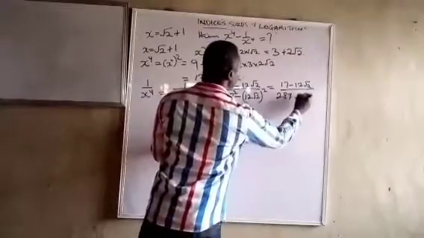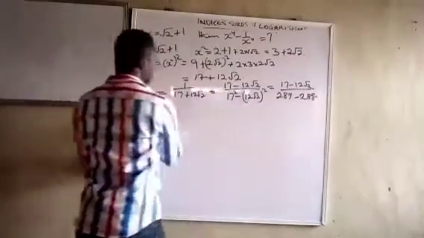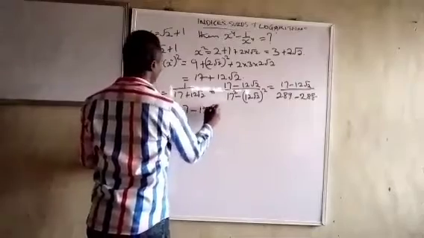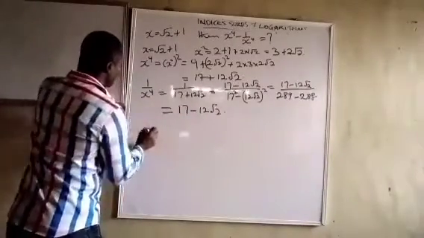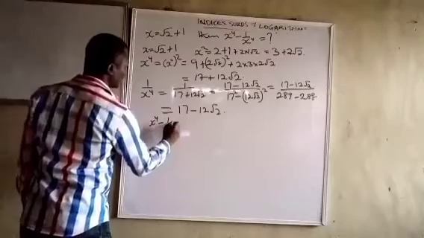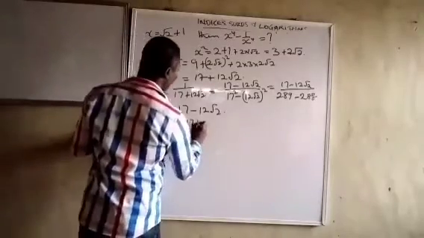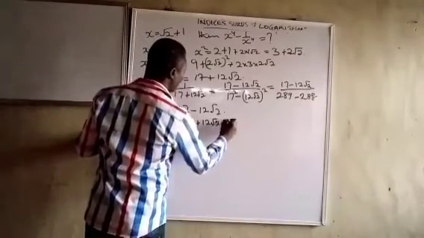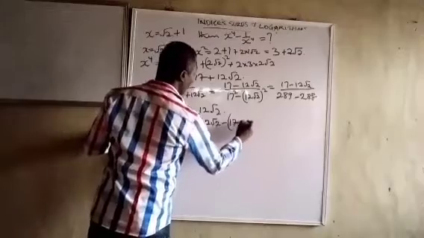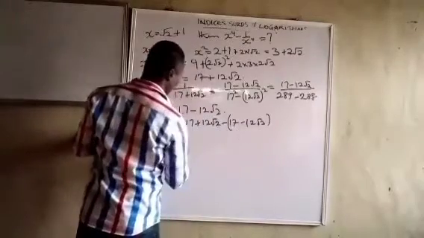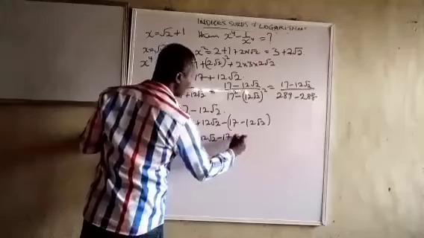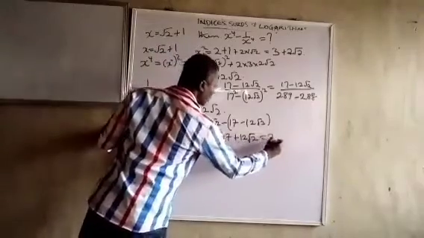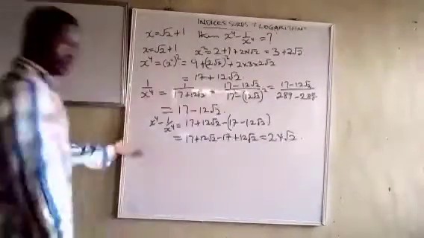Times 2 minus 288. You can see it is 17 minus 12 root 2. So if I subtract x raised to the power 4 minus 1 over x raised to the power 4, it's going to give me 17 plus 12 root 2 minus 17 minus 12 root 2, which is 17 plus 12 root 2 minus 17 plus 12 root 2. That gives me 24 root 2.